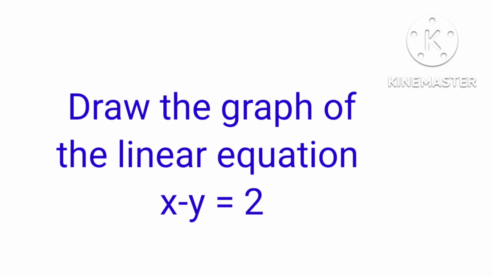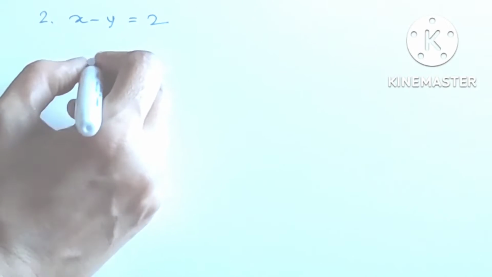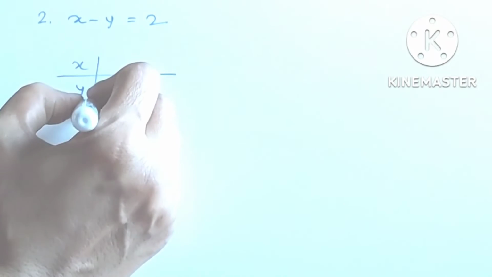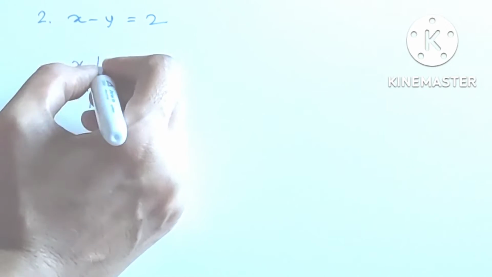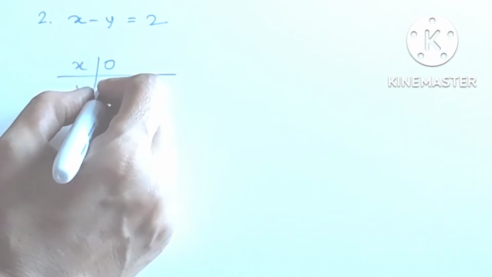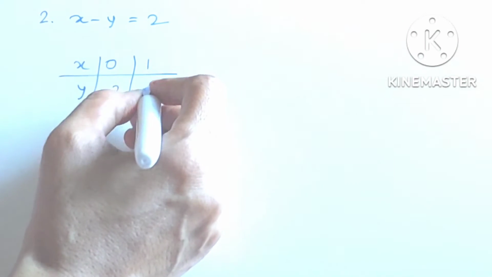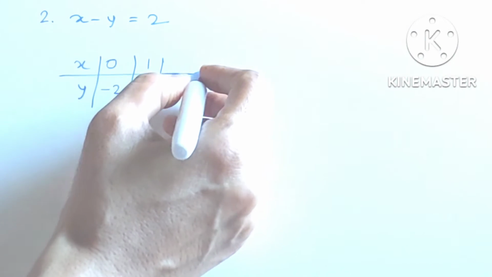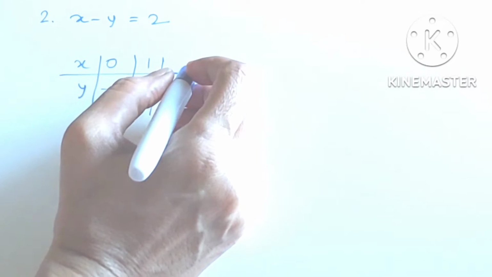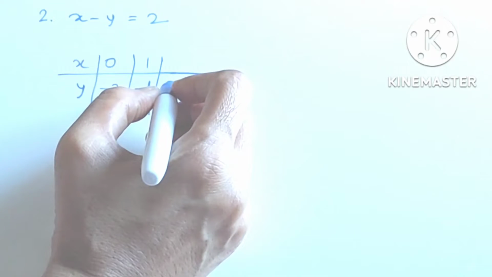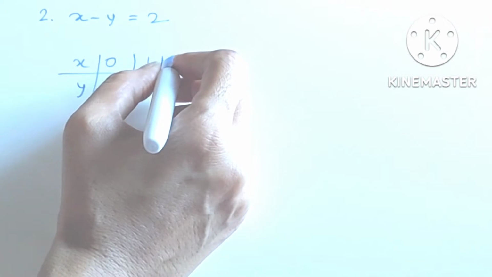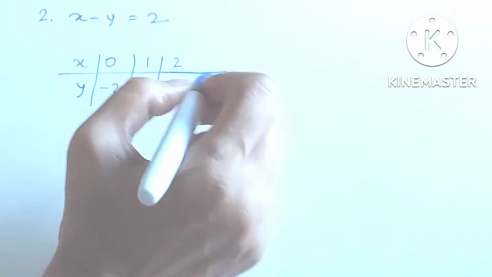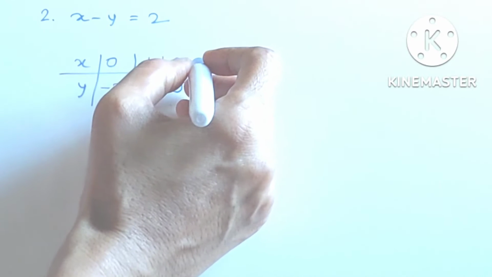Question number 2. Draw the graph of the linear equation x minus y is equal to 2. Here x minus y is equal to 2. We have to make a table for x, y. So x is equal to 0, y is equal to minus 2. X is equal to 1, y is equal to minus 1. And now x is equal to 2, y is equal to 0.